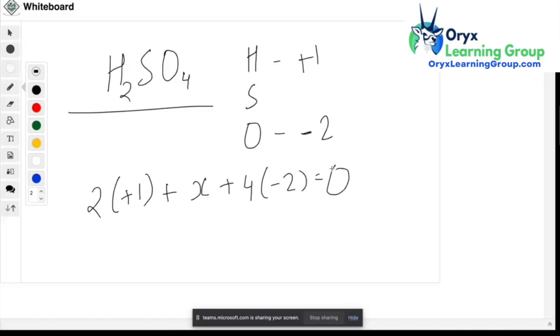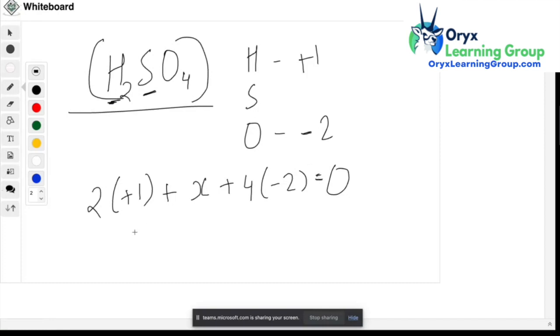Do you understand this calculation? Anybody not clear with the calculation? Yeah, miss, I don't understand. Okay, so how have we done this? 2 into +1, because there are 2 atoms of hydrogen. For one you have +1, so it will be 2 into +1. We have assumed that sulfur is X. Sulfur can have multiple oxidation states; it depends on which compound you take. And for oxygen it is -2, so this will be 4 into -2, which is equal to, since there is no charge here, 0.